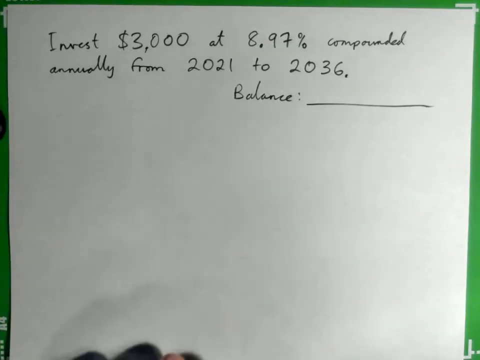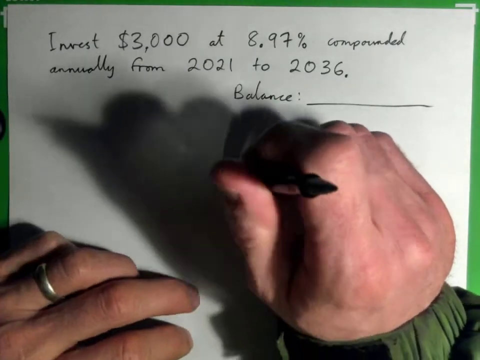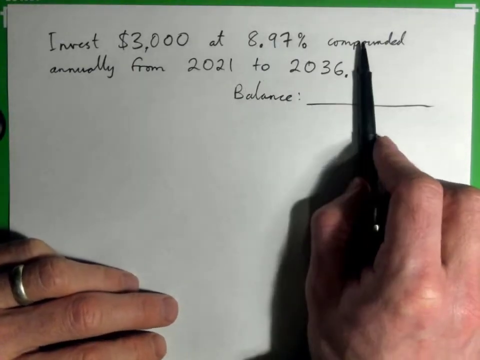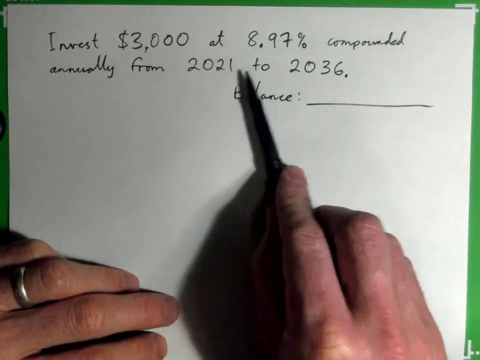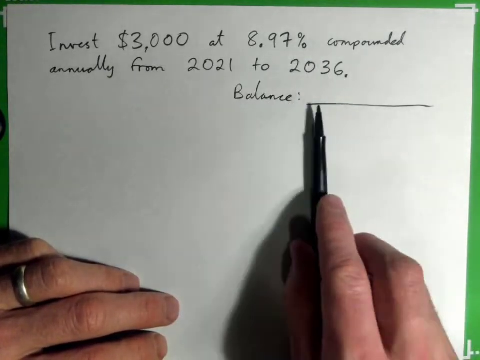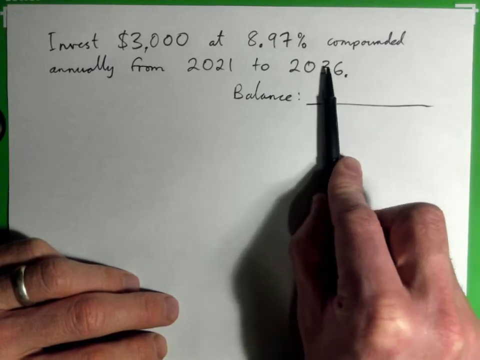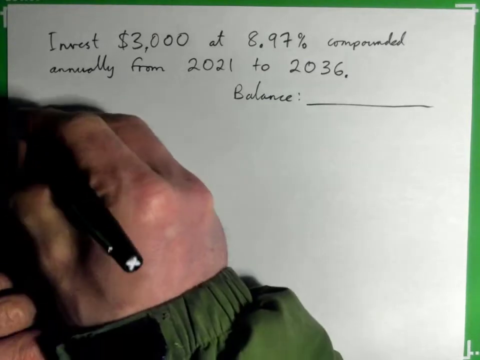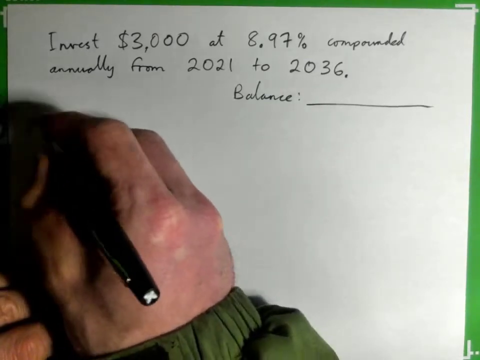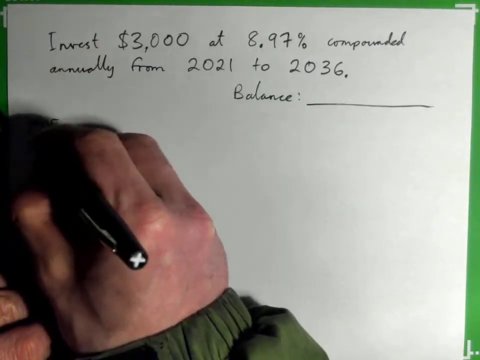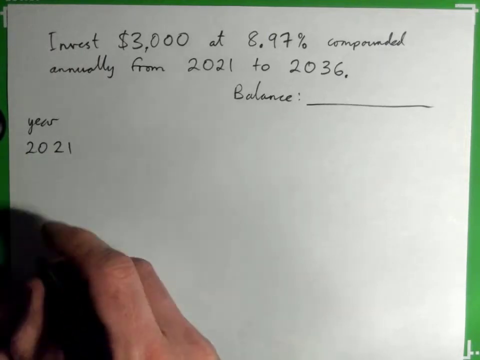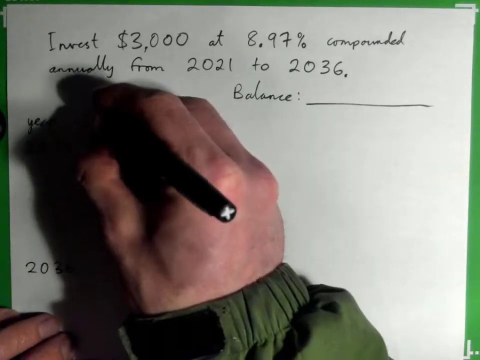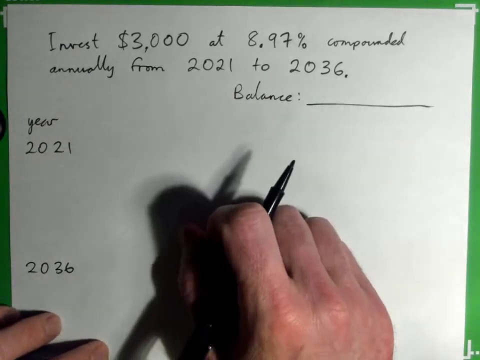Alrighty, so we're investing $3,000 in a college savings account. It's 8.97% compounded annually from 2021 to 2036. So we're trying to figure out how much will be in this account by 2036. So this is invested in the year 2021, right? So the year is 2021, and we want to figure out for 2036, right? And so figure out the balance.